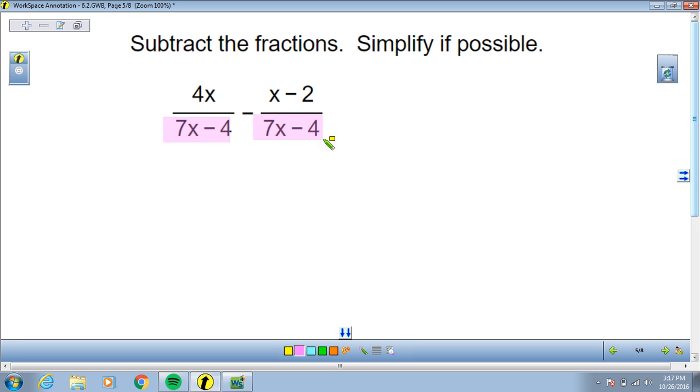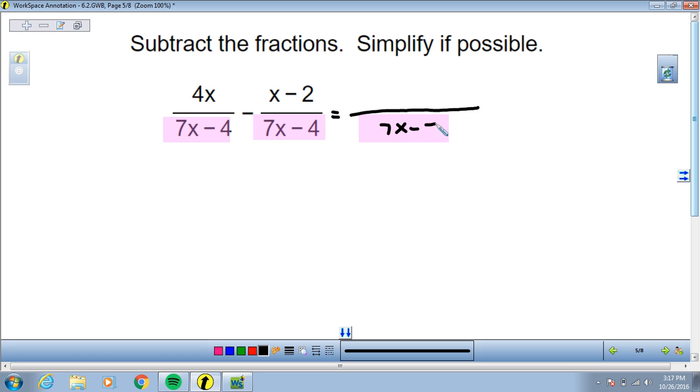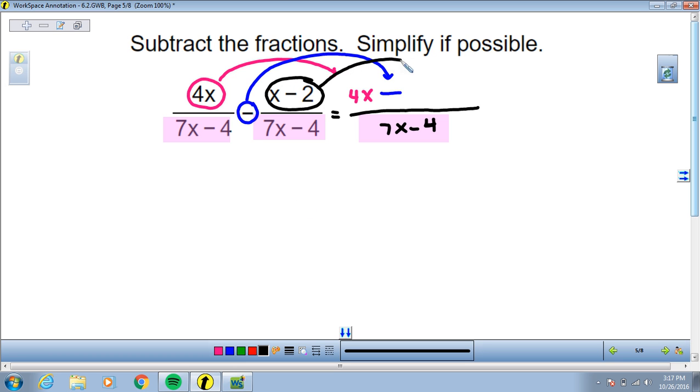When the denominators are the same, all I have to do is combine the numerators and put the answer over the same common denominator, right? So my common denominator will be 7x minus 4, and all I have to do is transfer my numerators. So this is going to be a 4x right here, but then be careful because you have a minus right here, and then you are going to subtract everything that is in this fraction.